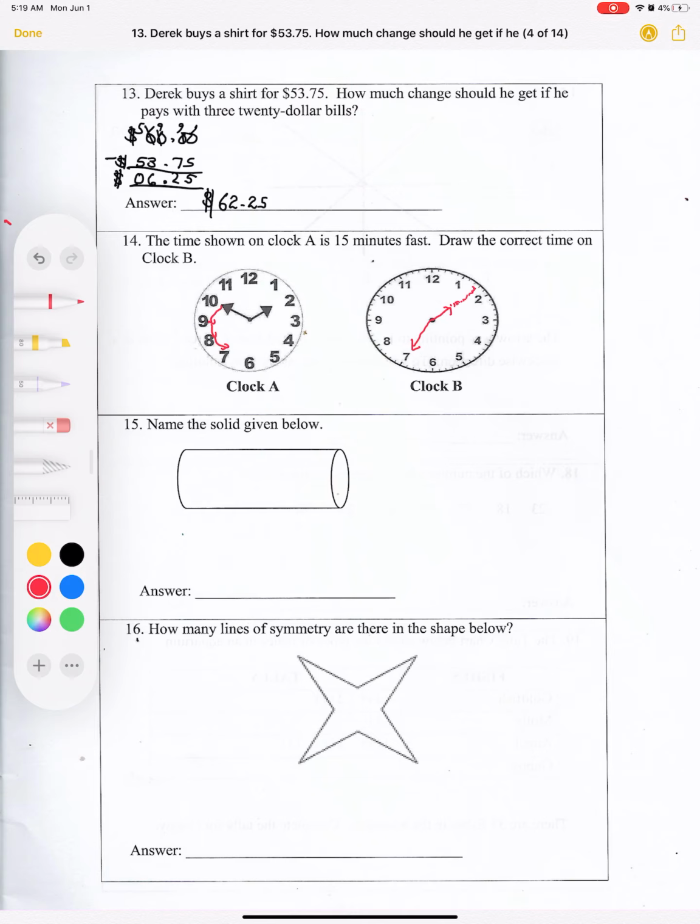Name the solid given below. This is a no-brainer. Cylinder. C-Y-L-I-N-D-E-R. How many lines of symmetry are there in the shape below? Here we have 1. Here we have 2. Here we have 3. Here we have 4. Right? You'll get it correct once you either drew the lines or put the 4 or both. So if you drew the lines but you didn't write 4, or you wrote 4 but you didn't draw the lines, you'd still get it right.